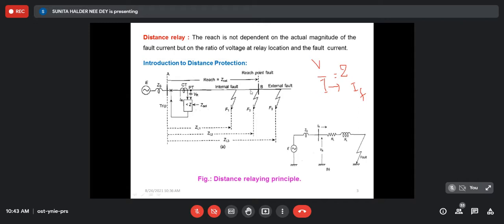Both underreach and overreach are not acceptable, because if it is underreach, then some faults will be overlooked, and if it is overreached, then there will be unnecessary disconnection of the line concerned. If there is a fault beyond B, say as shown here at F3, then the line AB is not required to disconnect. Disconnection of the other line is sufficient. So if due to overreach this line AB is disconnected, then that is a limitation of that protection system. So both overreach and underreach are not expected.